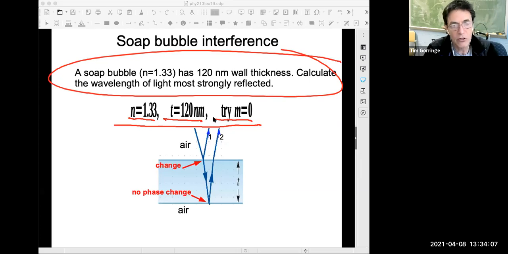And so you'd have to then try m equals 1, first order constructive interference. And if you didn't find that, you'd have to try second order constructive interference. When you have thick soap bubbles, it tends to be that you have higher orders of constructive interference, and you tend to see the colors of the rainbow less clearly. But I'm going to just try and see if we see the brightest color in the rainbow. That's m equals 0 constructive interference.